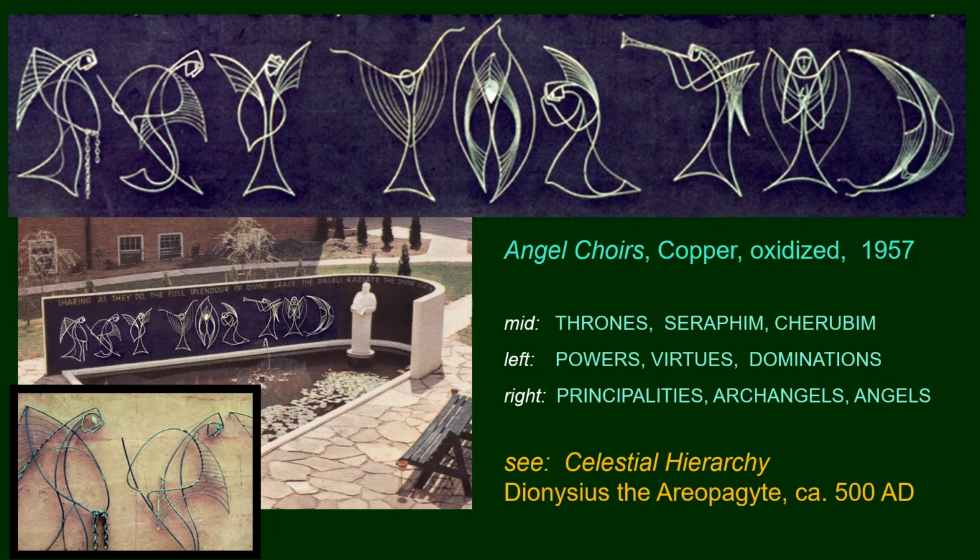One thing I'll say quickly is you will notice I have outlined, and you could find this on my website, there are groupings. There's a center group, which is really the highest of them all, the seraphim, the thrones, the cherubim. Then left, the powers, the virtues, the dominations, and then over here, the principalities, archangels, and angels.